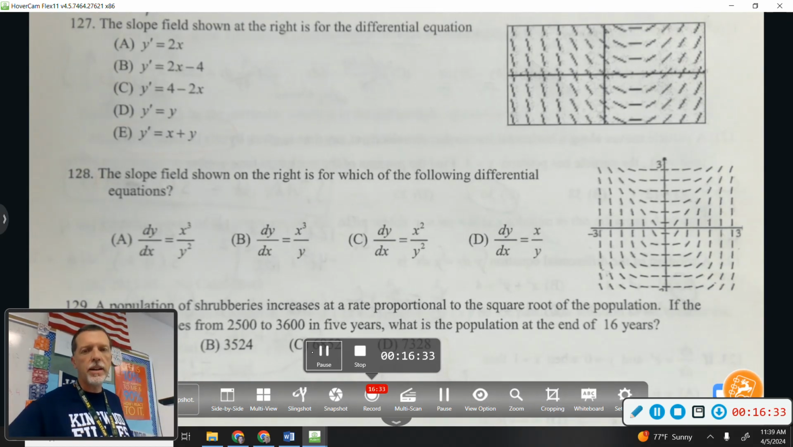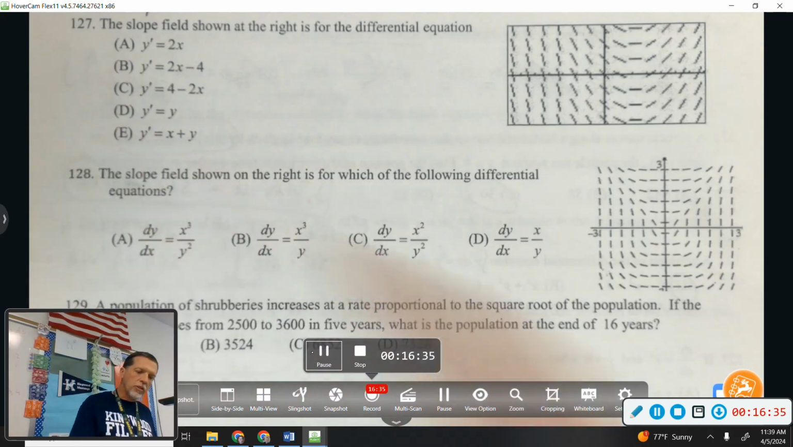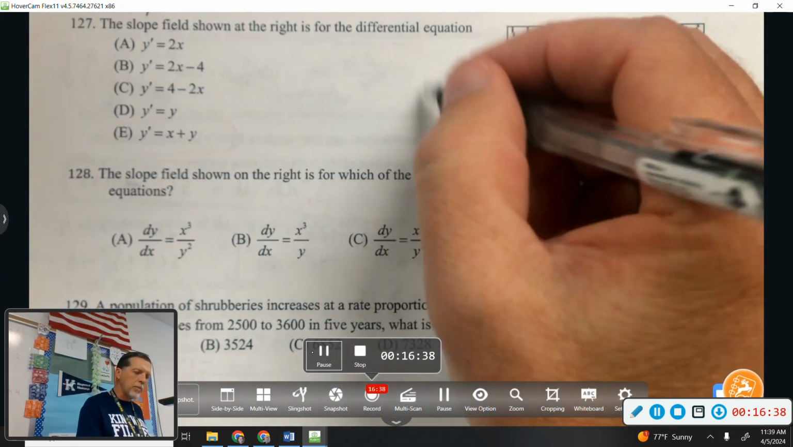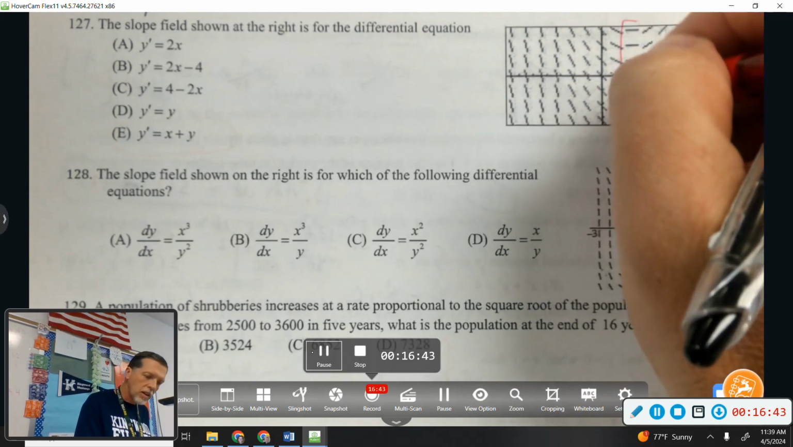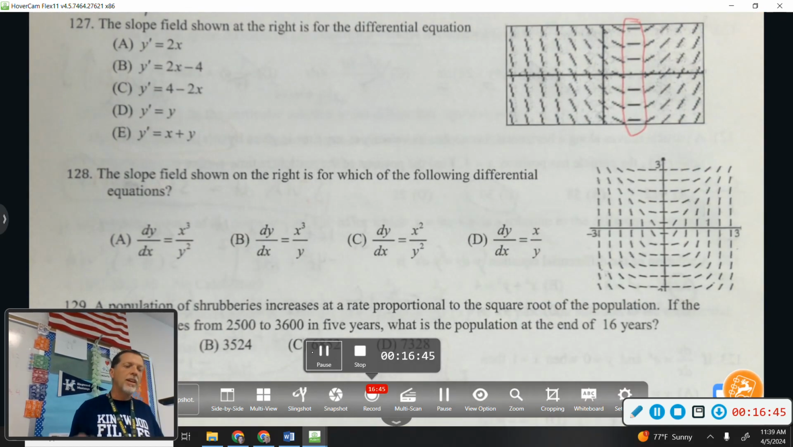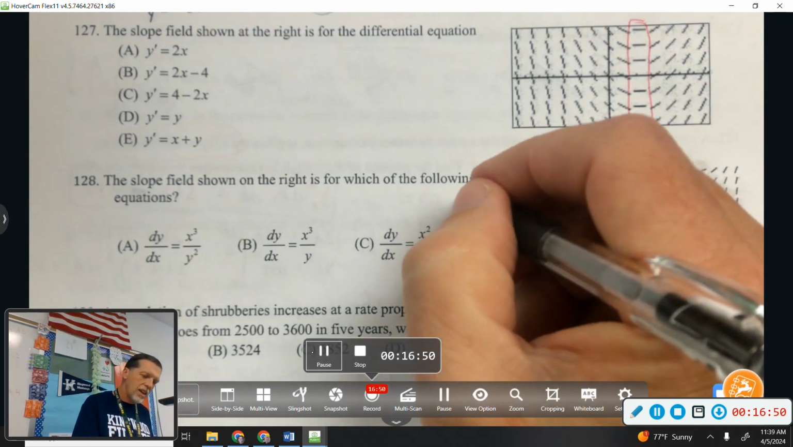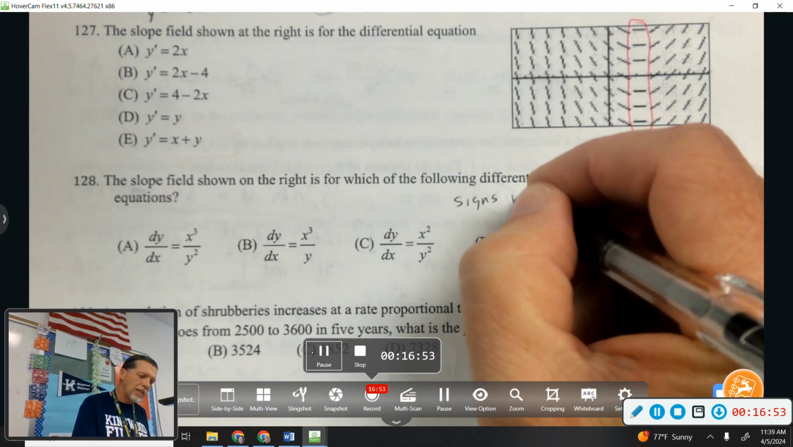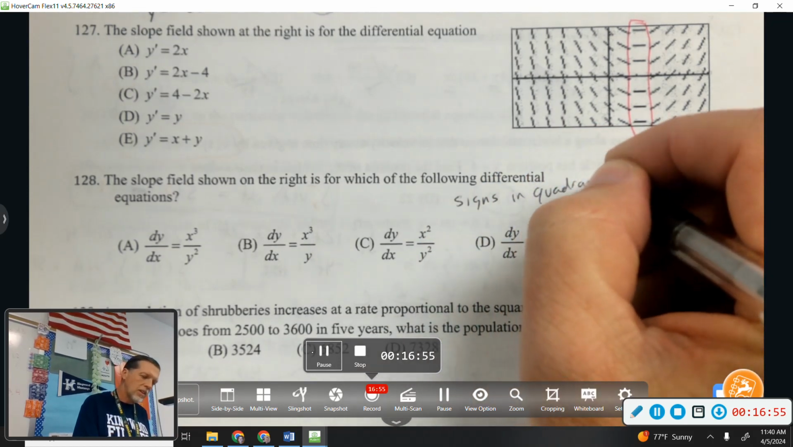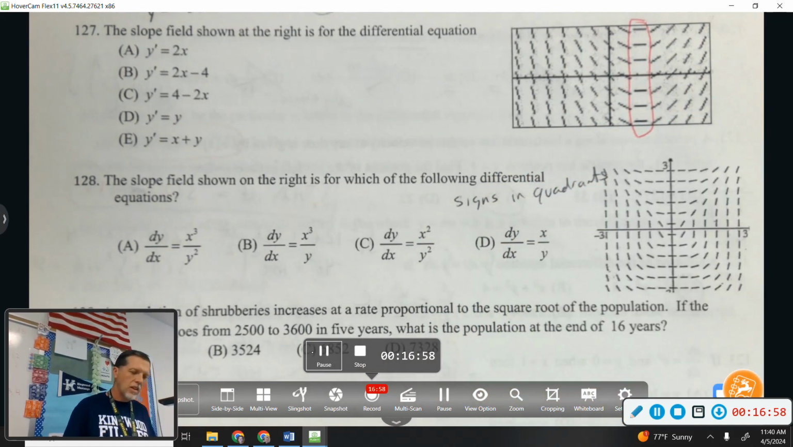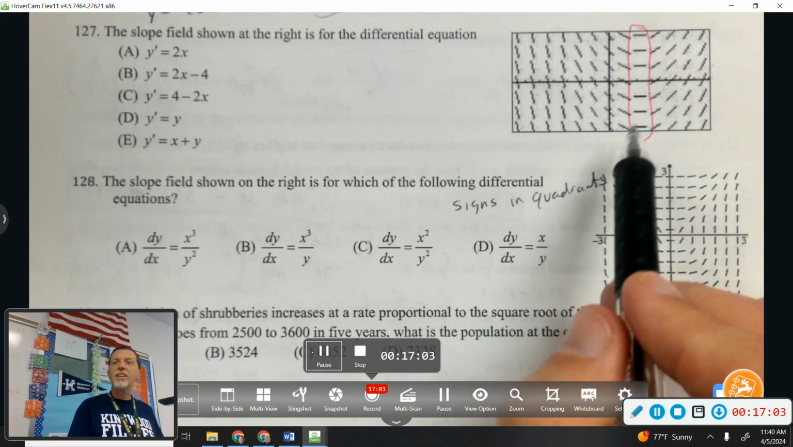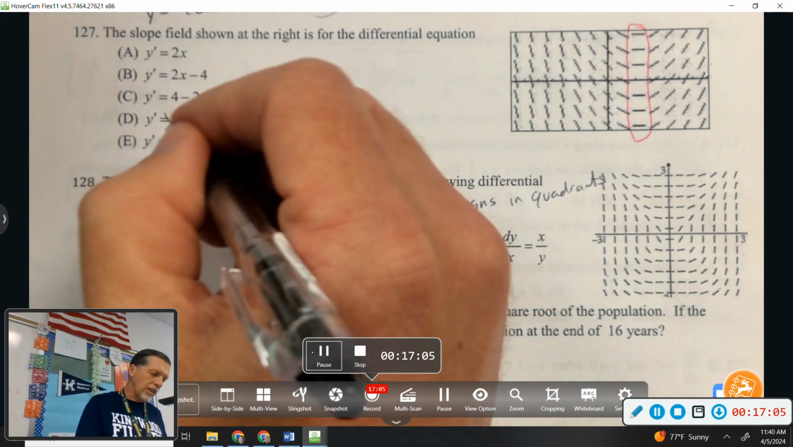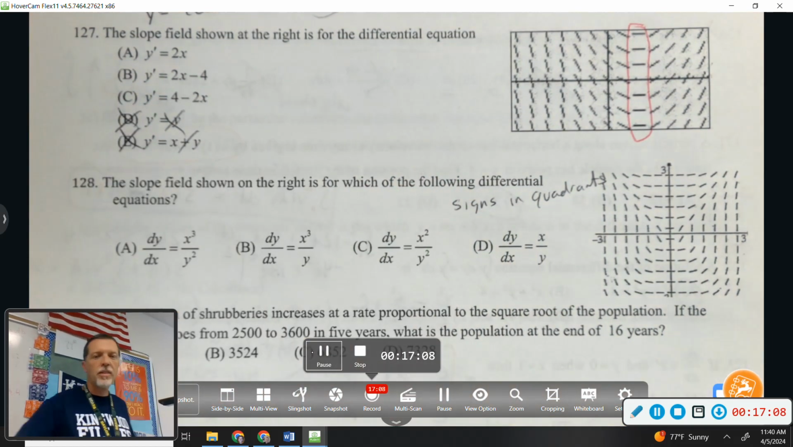And again, for 127, definitely think about depends on x and y, and then you may just have to plug in some points. It is changing left and right. It's not changing up and down. And then in that second one, I would say the signs in quadrants. So if it changes left and right, it's got to depend on x. And it doesn't change up and down, so there can't be any y stuff in it. So D and E are out. I'm going to pause. You finish it.